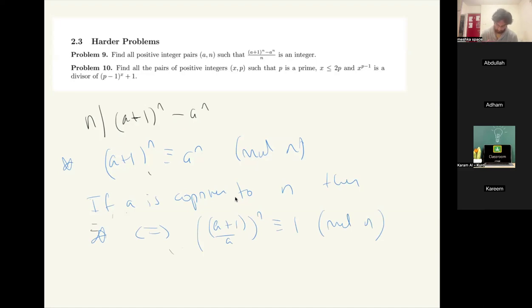If a is coprime to n, you're just solving x to the n is 1 mod n, right? Because x is congruent to (a plus 1) times a inverse, and then you're just solving x to the n is congruent to 1 mod n. So you're saying, can there be a number whose order mod n is a divisor of n? Does it make sense?